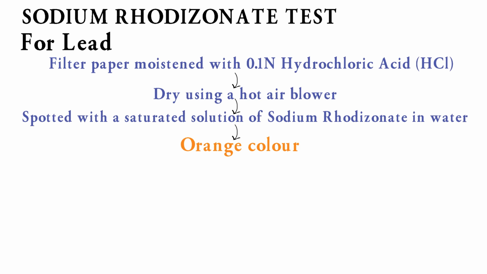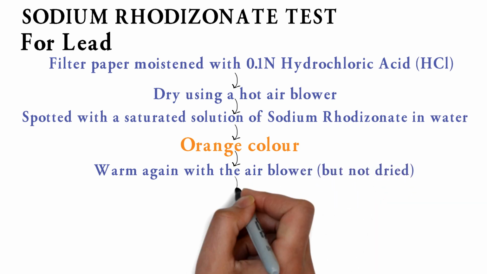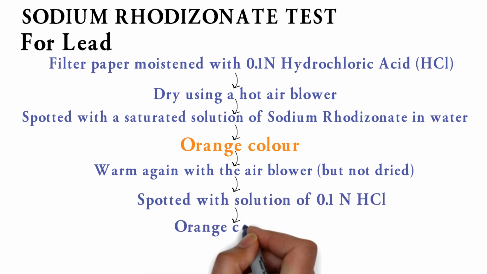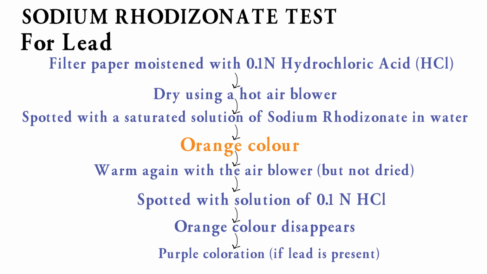The presence of lead may be confirmed through an additional step, which employs warming of the paper with an air blower but not completely drying it, and spotting it with 0.1 normal hydrochloric acid. If the orange color disappears and a purple blue color appears, then it indicates the presence of lead. The color results are dependent on the degree of acidity and the presence of lead.